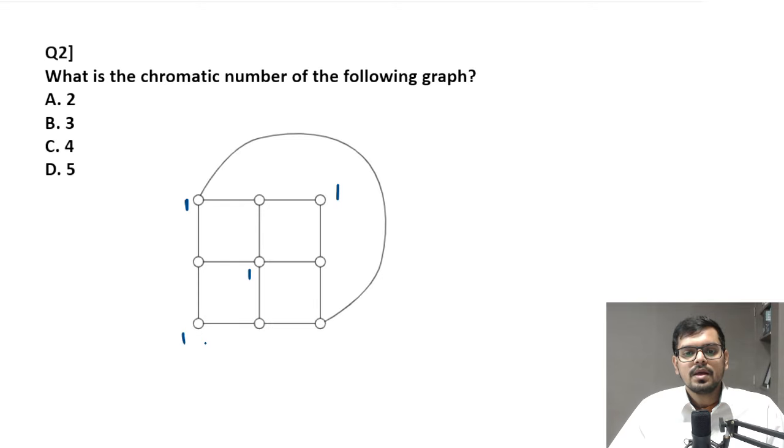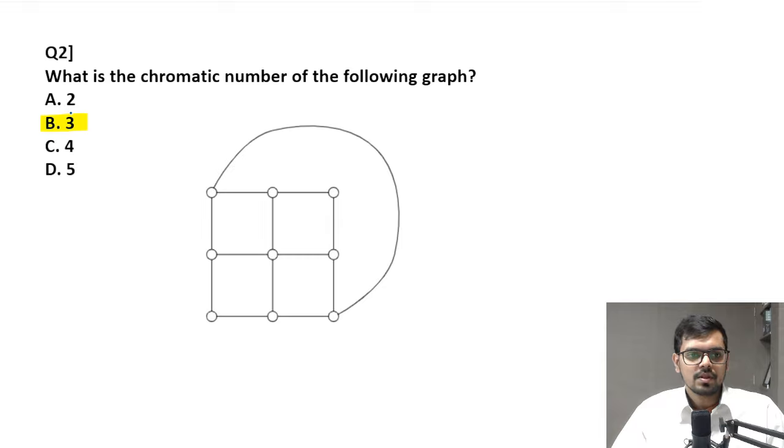Isn't it so? Apart from that, can you make this as 1? No, because this would be adjacent to this vertex. Then I have color 2, 2, 2, 2, and then color 3. Minimum 3 colors are required to fill this graph. So the answer is option B.